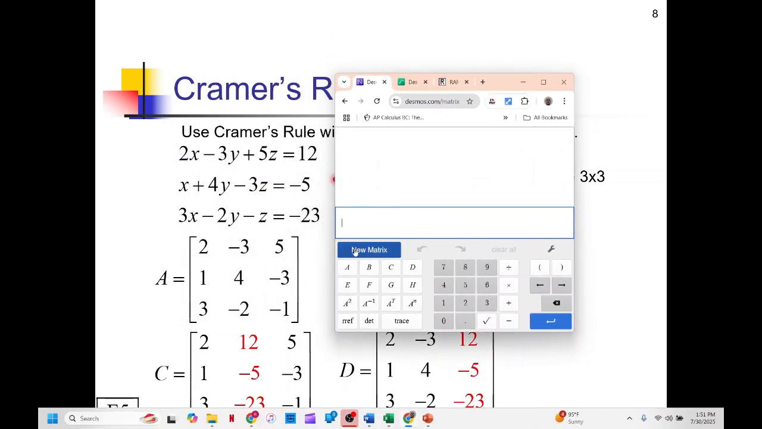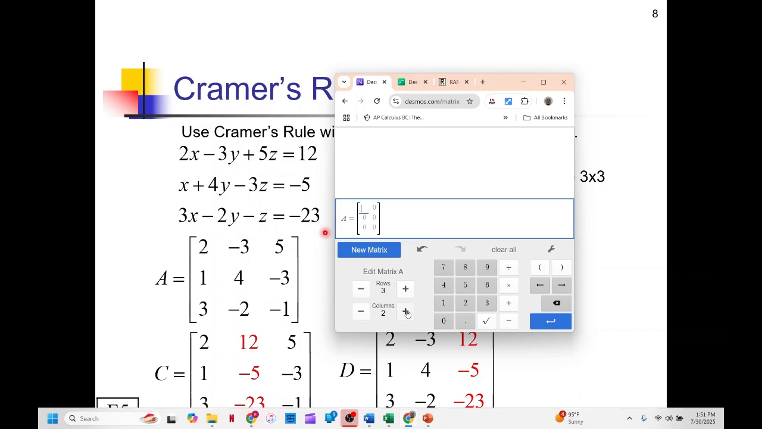So we go to New Matrix, click on that, and it automatically names it for you, notice. If you didn't want it to name it A, you could have put some other letter there and then done New Matrix. But in any case, this is a 2 by 2, which is not what we need. So to fix that, notice down here it says Edit Matrix A, and it allows you to customize the number of rows and columns. We want 3 rows and 3 columns, and now we've got the exact dimensions we need. After that, you just need to enter the numbers. Pretty straightforward. So we've got 2, negative 3, 5, 1, 4, negative 3, 3, negative 2, and negative 1.